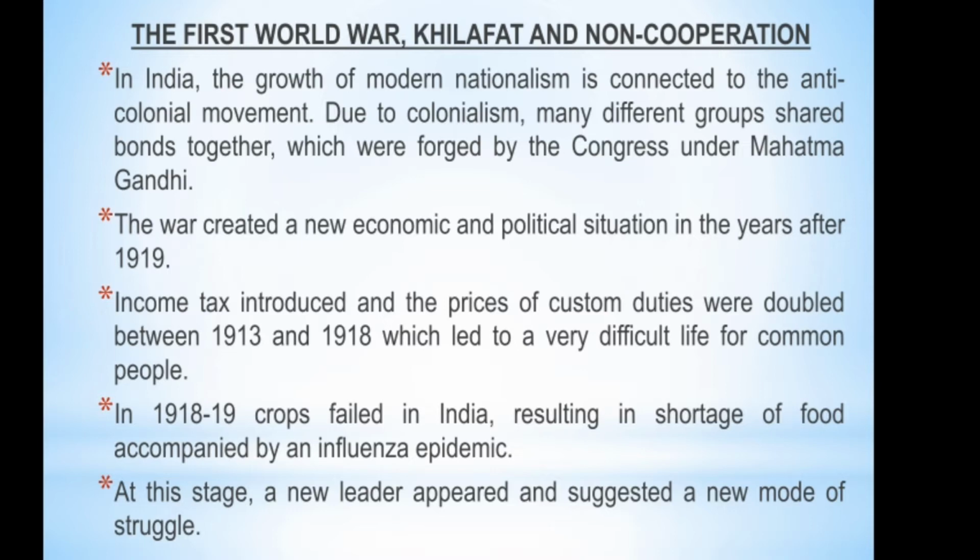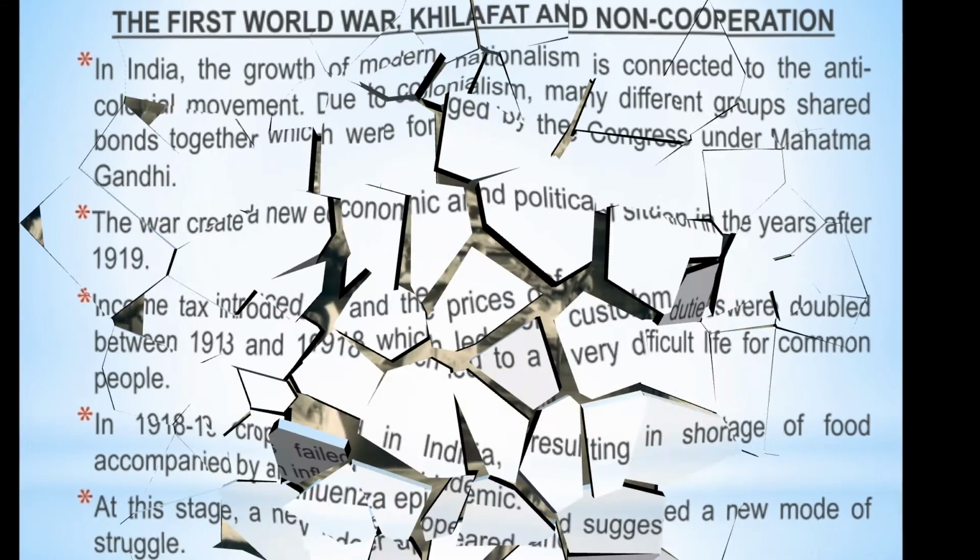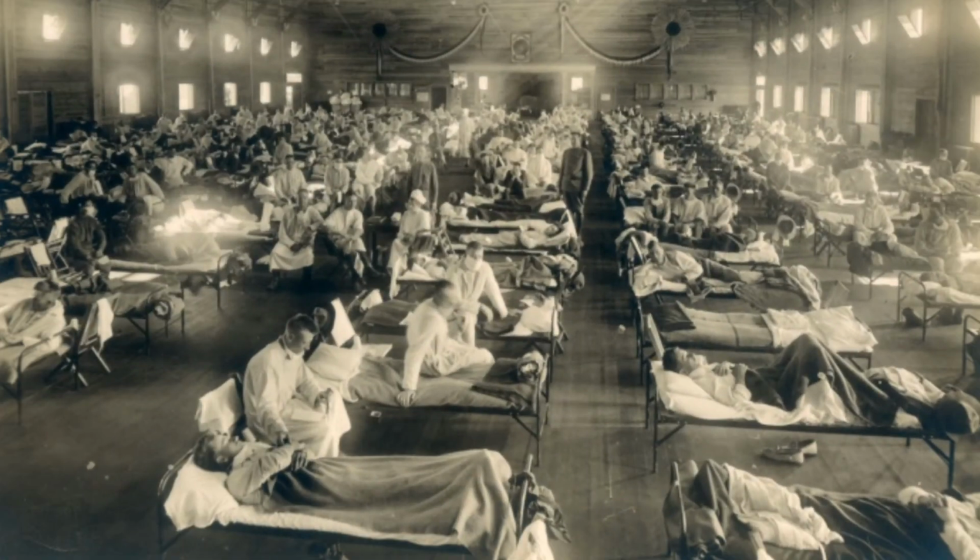Income tax increased, customs duties doubled, there was crop failure, influenza epidemic and disease, which resulted in shortage of food, accompanied by a great disaster in the country, which led to 12 to 13 million deaths because of the influenza epidemic. Not only that, there was forced recruitment in the villages, where villagers were forcefully recruited into the army to serve in World War I, which they denied doing. So this is what you're going to write for the effects of World War I on Indians.